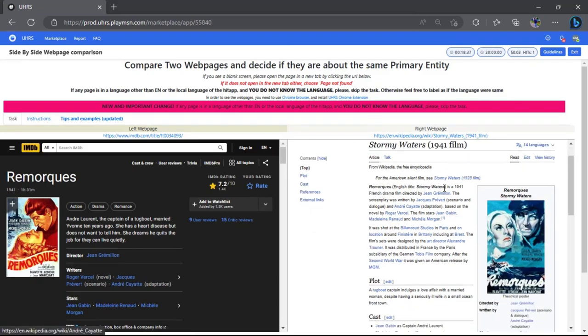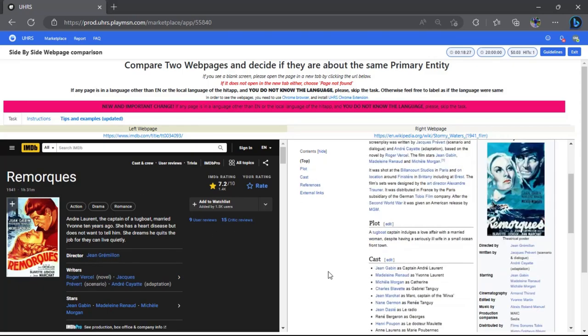To ensure the two web pages are talking about the same movie, you should also check and compare the directors, writers, and stars. If they match, then the pages are about the same film.